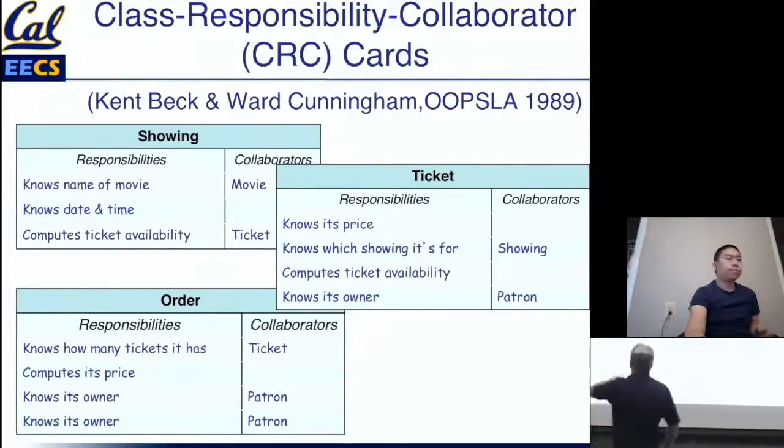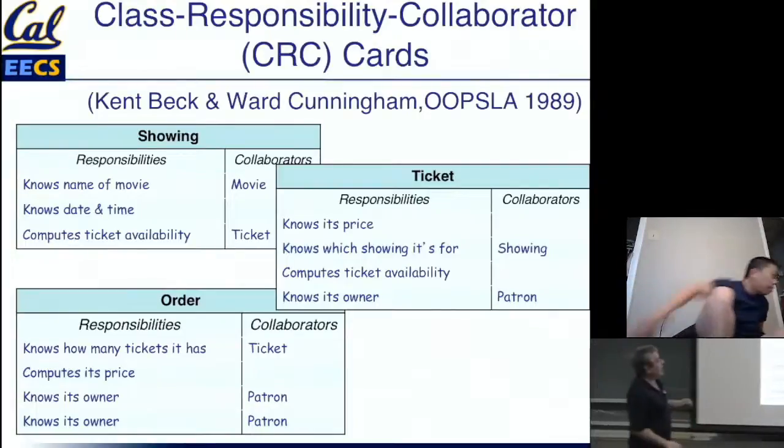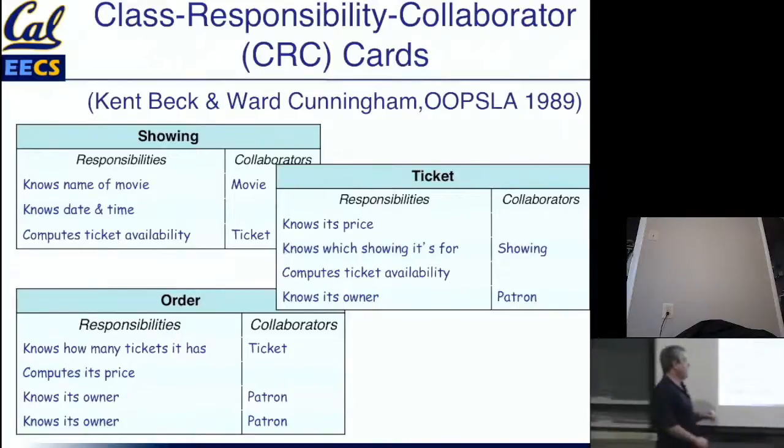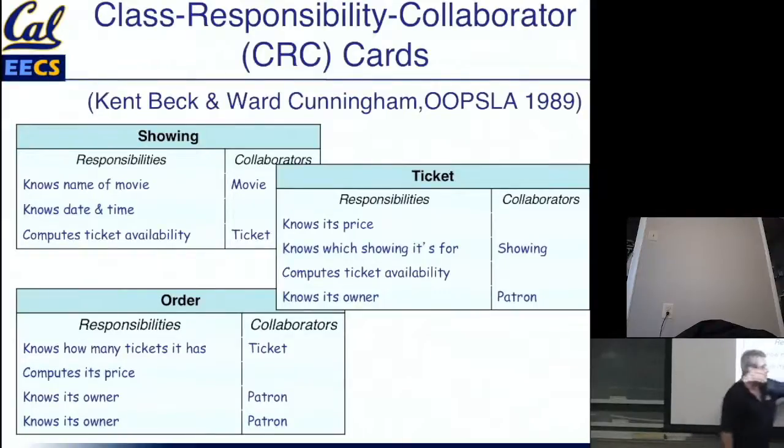So this is an example based on the previous slide where we could say an order is a class that knows how many tickets are in it, but that implies that it has to collaborate with some other class that maybe is called ticket. An order knows how to compute its own price. That doesn't sound so bad. An order knows who owns it, but that implies that there must be a class representing a thing that can own an order, so we're going to call that patron.